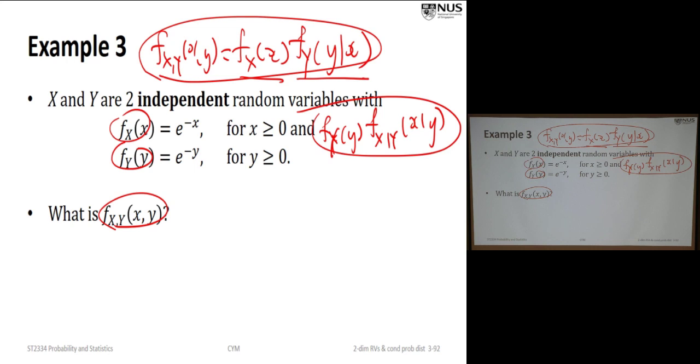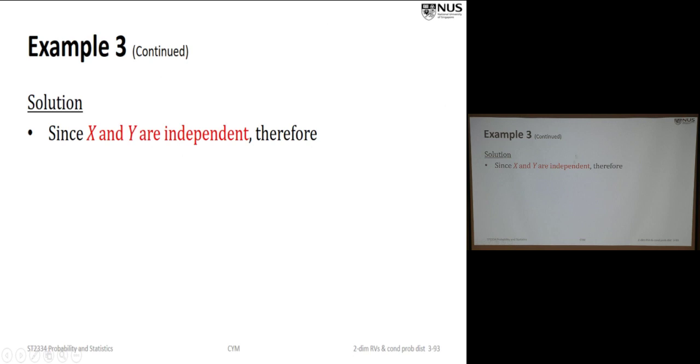But if we don't know the conditional distribution, then we will not be able to do it. But in this example, we are given a very powerful, very strong piece of information. It says that x, y are independent. Because of this independence property, the joint PDF is just the product of the two marginals. So we just multiply them.